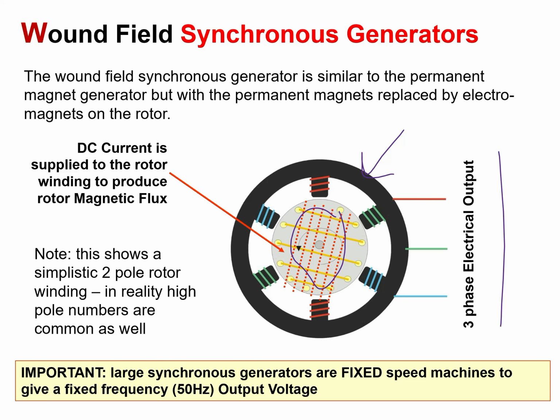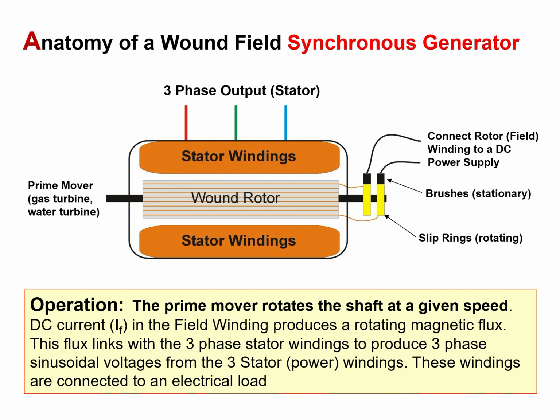It is also important to know that large synchronous generators are fixed speed machines to give a fixed frequency of 50 Hertz as an output voltage. So if we look over here at the construction of the wound field synchronous generator, we can see that the rotor is connected to a prime mover such as a wind turbine, a water turbine, or a gas turbine, and there is a DC supply which is connected to the winding of the rotor.